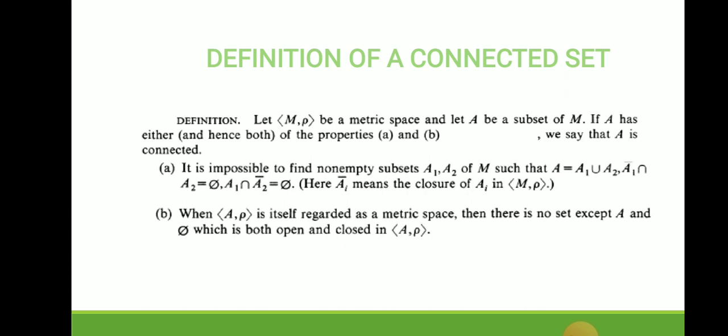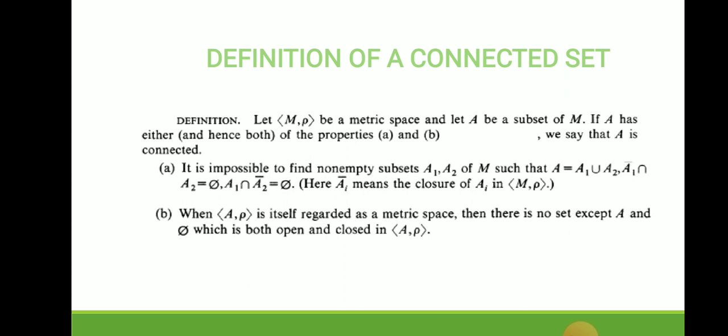The first one is: it is impossible to find non-empty subsets A1, A2 of the metric space M such that A can be obtained by taking the union of A1 and A2, and also the closure of A1 intersection A2 is an empty set, and also A1 intersection the closure of A2 is also empty.